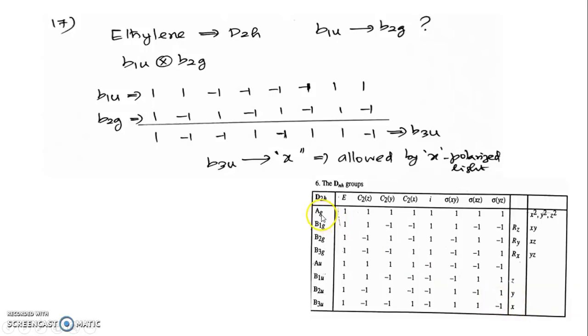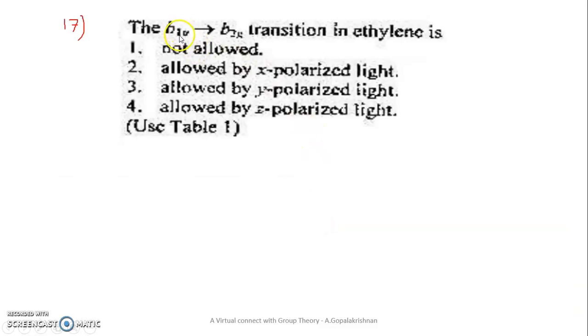Are you clear? So in the ethylene molecule this B1U to B2G transition is allowed by X polarized light, so the correct option is this. This is the correct option. Are you clear? Yeah. Now we'll go to the next question.